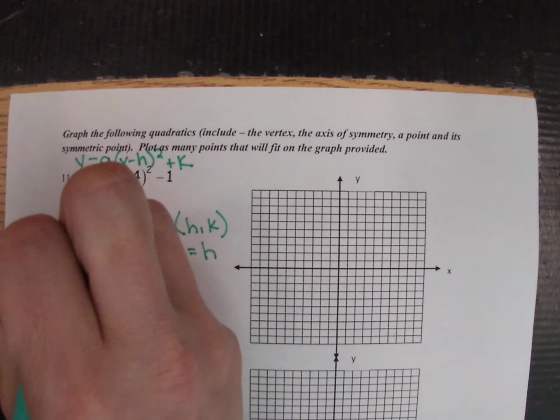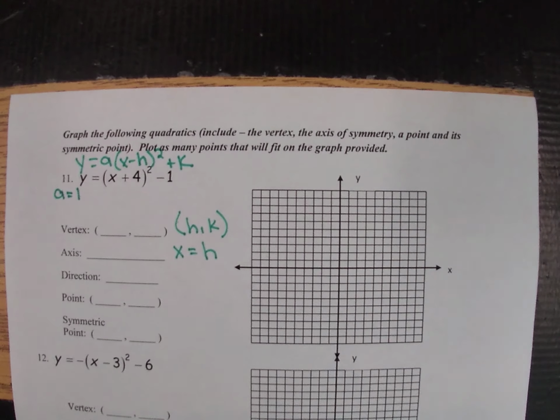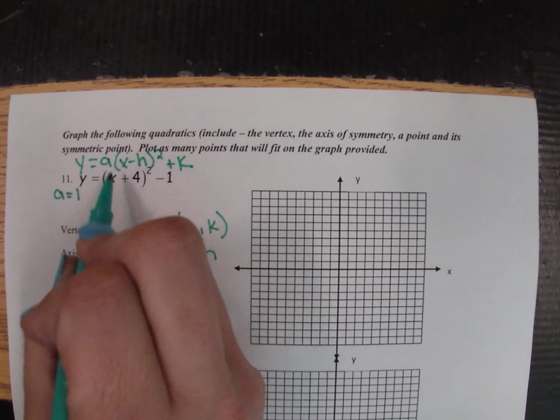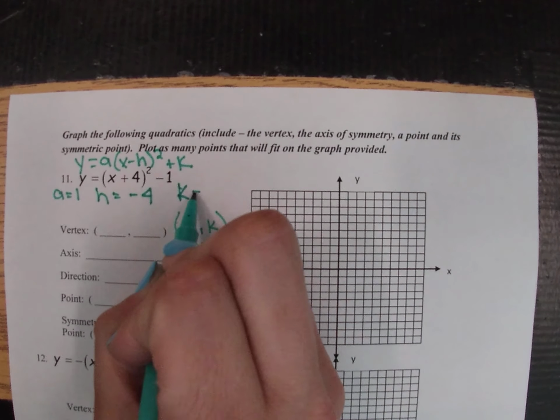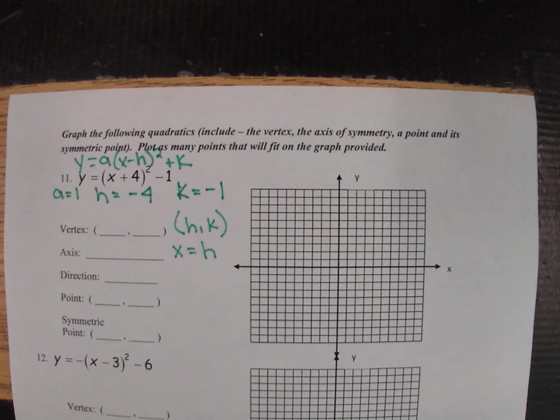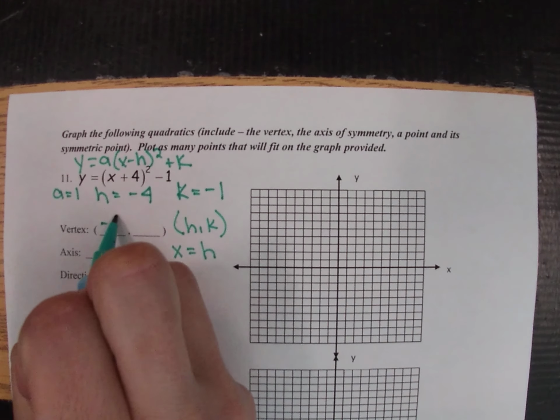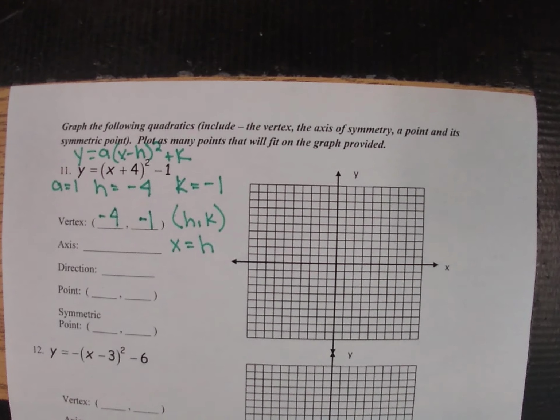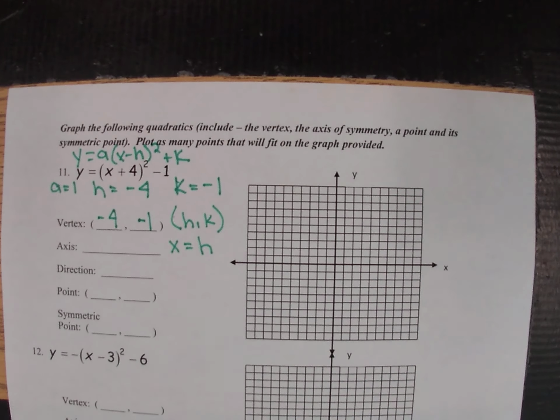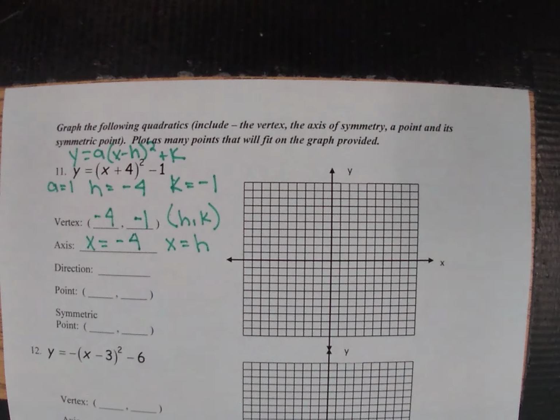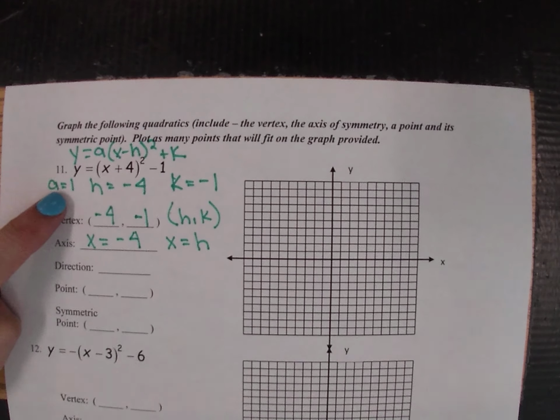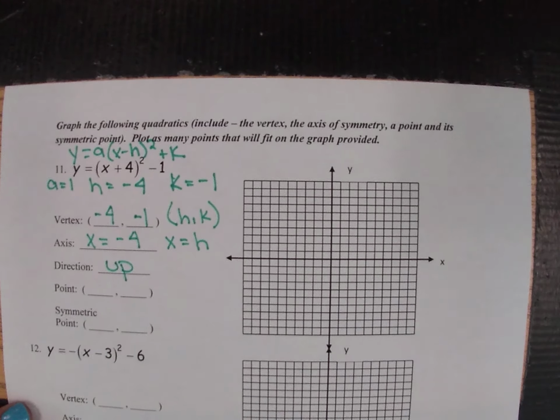If we look up here, our a value is in front of the parentheses, so our a value is 1. H is always the opposite sign because of that subtraction, so our h is going to be -4. Our k is -1. So our vertex on this problem is h comma k, -4, -1. The axis of symmetry has to have x equals. It has to. So it's x equals our h value, which is -4. And the direction that this parabola is going to open is up because a is +1.